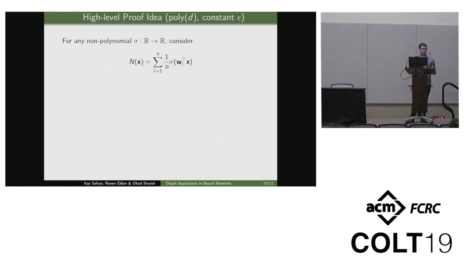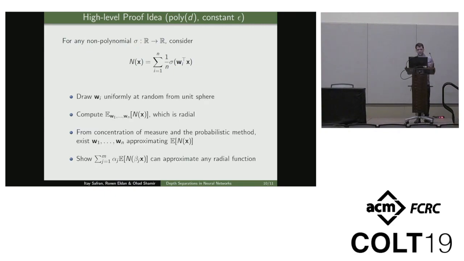Okay, so now I want to go over the high-level proof idea for the main contribution, for having constant accuracy parameter epsilon and showing that we can build a network of width polynomial in the input dimension d. So first we take a one hidden layer network. We fix the weights of the output neuron to be 1 over n, we set all bias terms to 0, and we draw all the neurons of the hidden layer uniformly at random from the unit sphere.